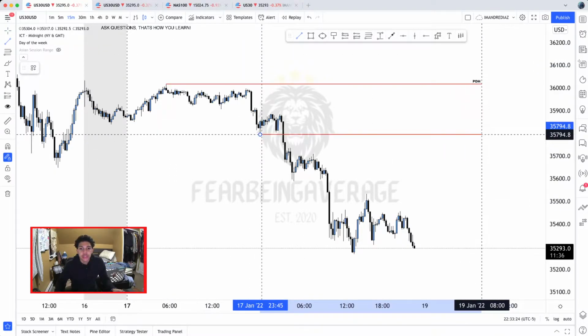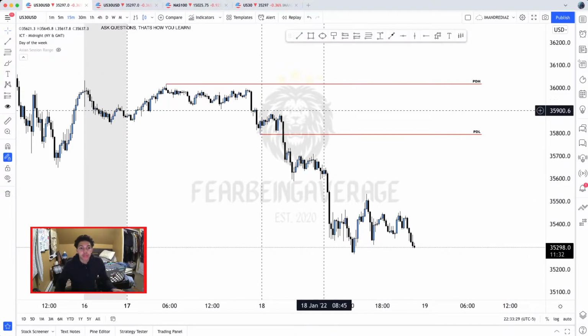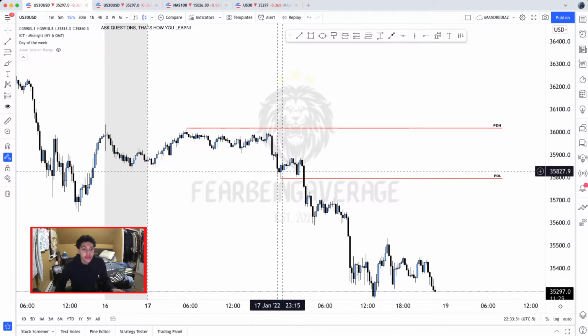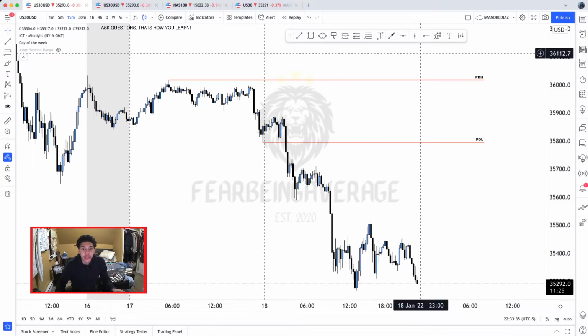So we have the previous day's high and previous day's low. As you can see, the previous day's low got obliterated. Price just continued to drop through it, and it just melted and melted. Today was an overall bearish day, and I'm going to get into overall what happened.